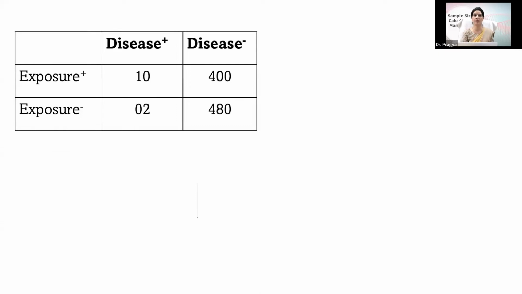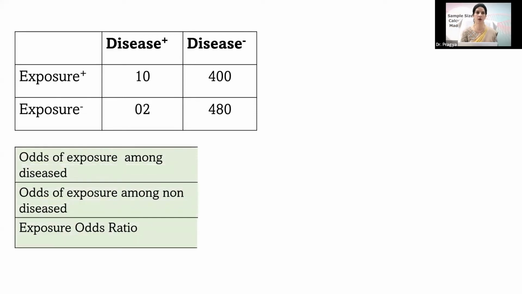In this example, I have again multiplied by 10 times. So for this disease, I have taken 10 times the previous one. In this case also, what is the odds of exposure among diseased? Yes, please write it in the chat box. Odds of exposure is 10/2.